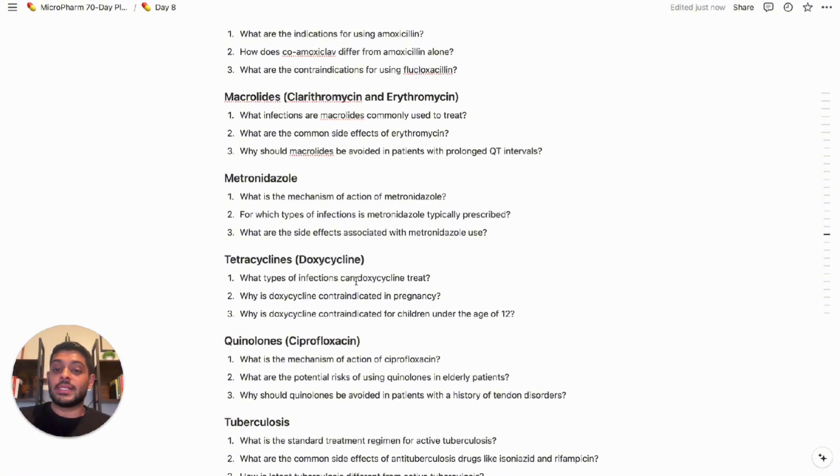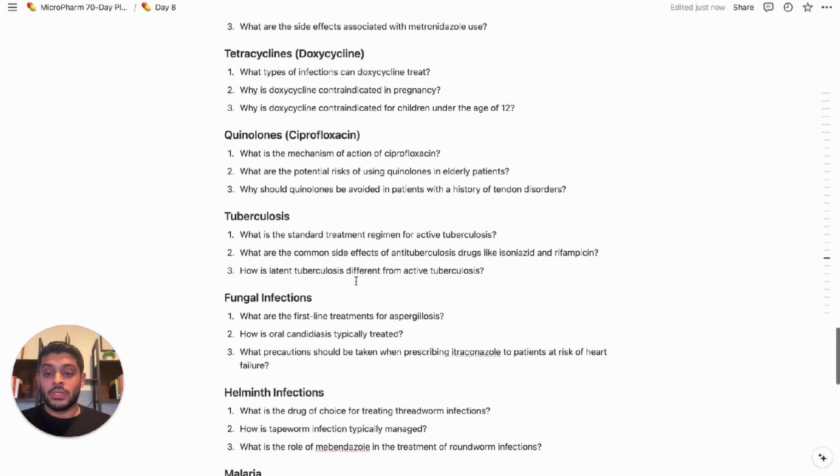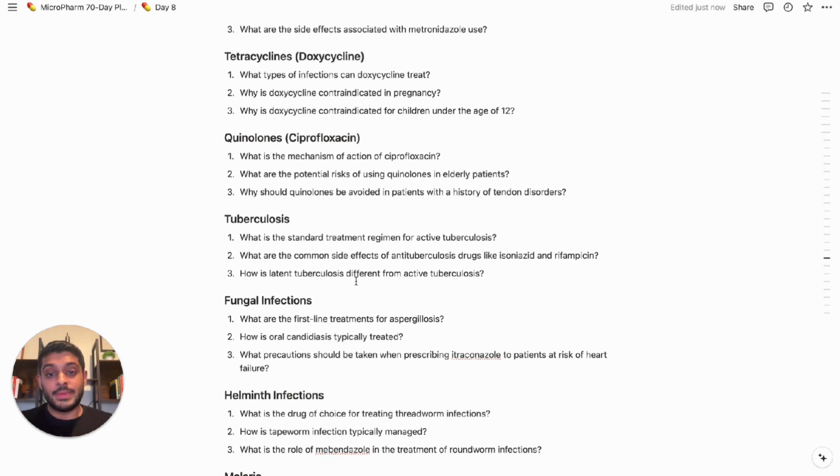Metronidazole, what is the mechanism of action of metronidazole? For which types of infections is metronidazole typically prescribed, and what are the side effects associated with metronidazole use? For doxycycline, what types of infections can doxycycline treat? Why is doxycycline contraindicated in pregnancy? Why is doxycycline contraindicated for children under the age of 12?